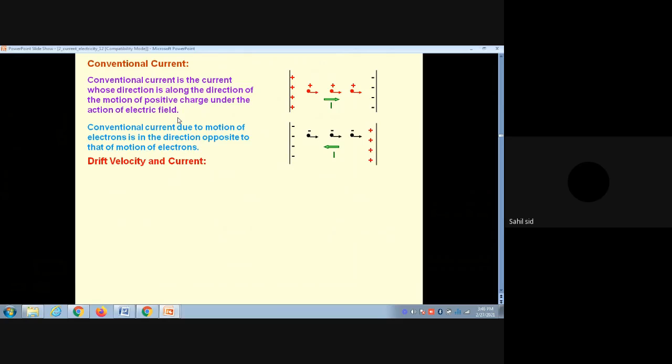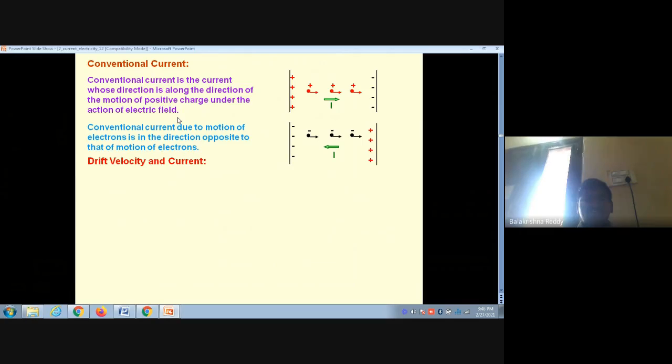Next, drift velocity and current. These are the important terms we should know or remember. What do you mean by drift velocity and current?